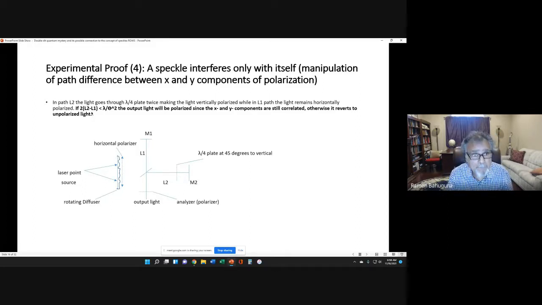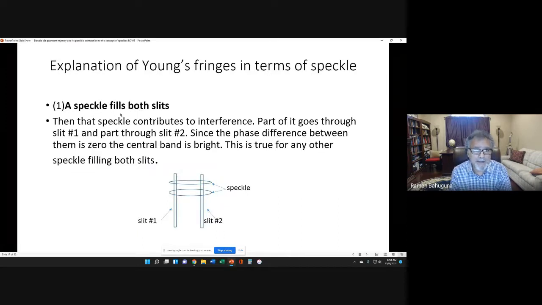All right. Now I'm here to explain the Young's fringes in terms of the speckle. As I said before, I have the slit very narrow so that the speckle size along the elongation is greater than the distance between the 2 slits. As I said earlier, the phase within the speckle is the same. So slit number 1 and slit number 2 have the same phase. So the phase difference is 0.